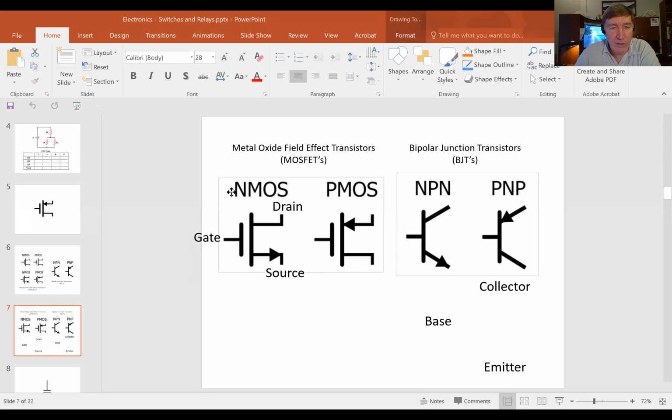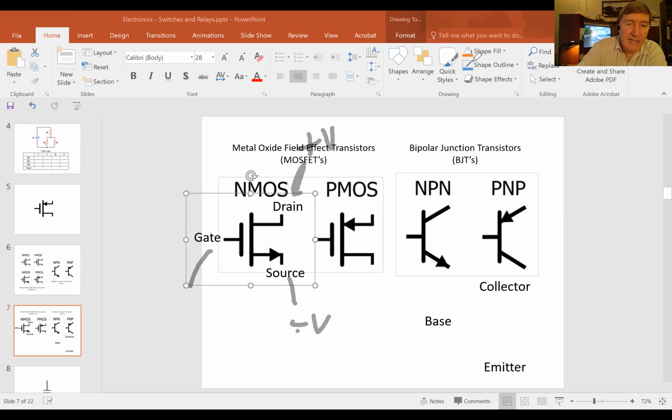The control input is called the gate. The input that connects up to the plus voltage is called a drain, and the input that connects up to the negative voltage is called the source. So this here is always the plus V, this one here is always the minus V, and this one here is always the control.